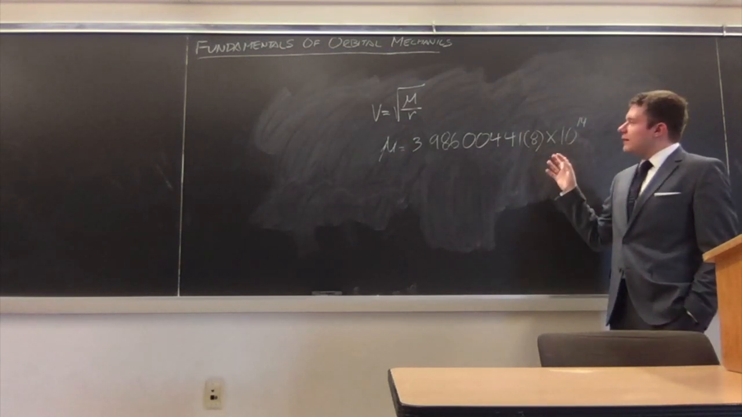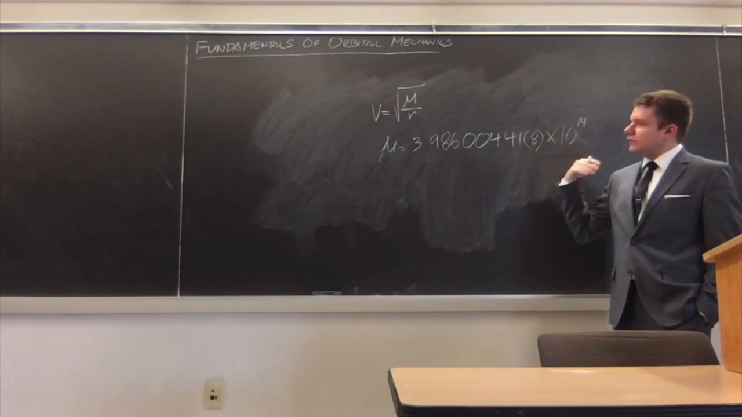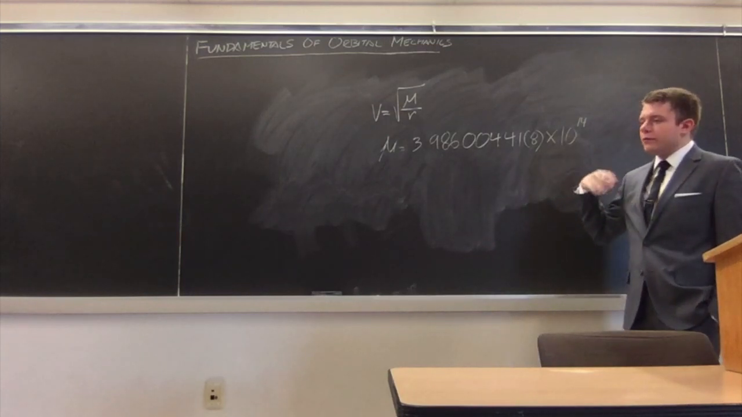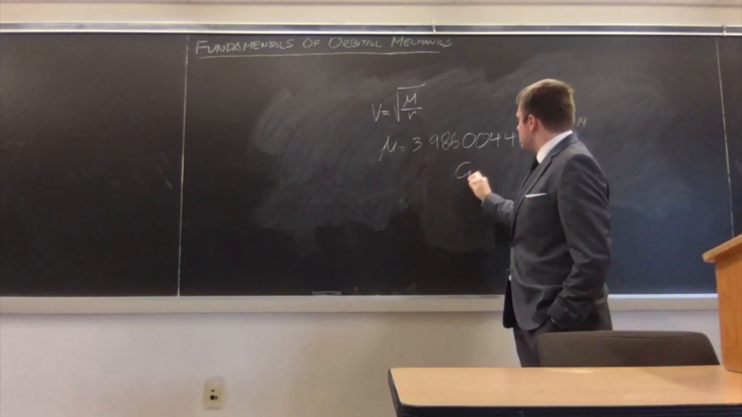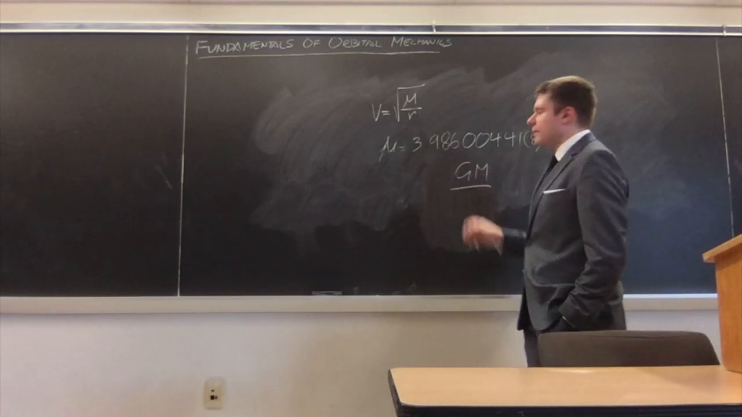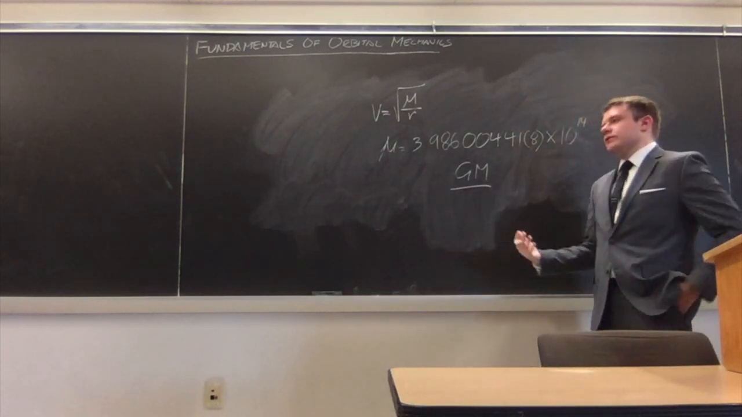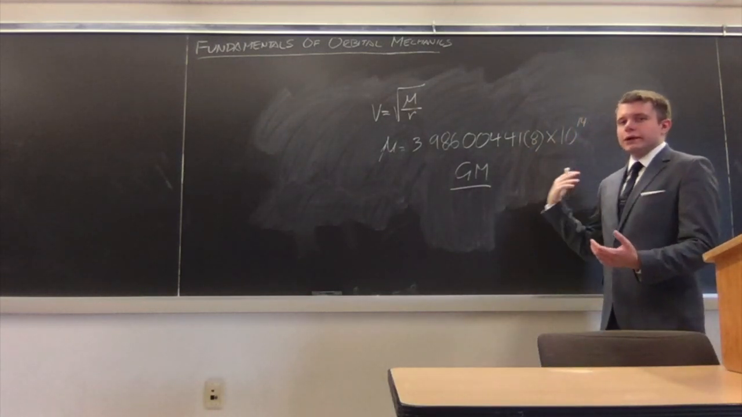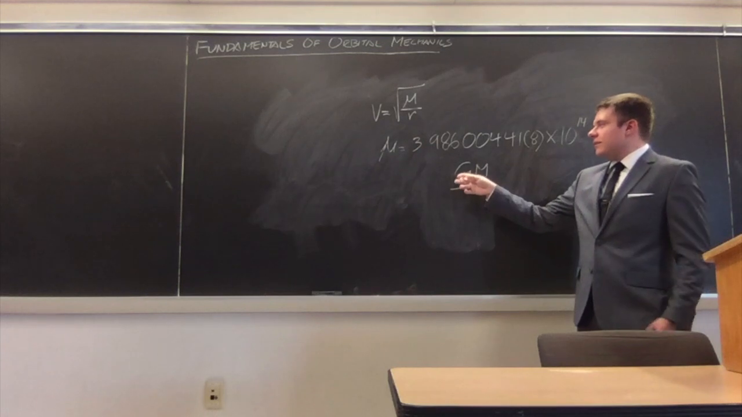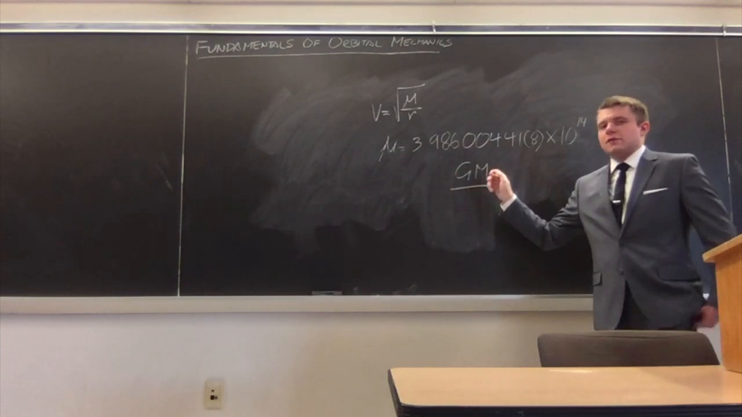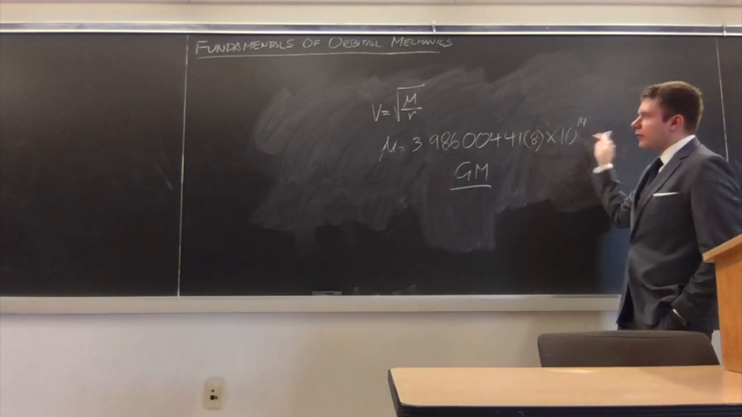But this is what's called the standard gravitational parameter, and if you recognize physics, you remember G times M. When we talk about very large objects or Newtonian gravity or anything like that, this is basically the gravitational constant times the mass of the planet. This is a very specific number for Earth.